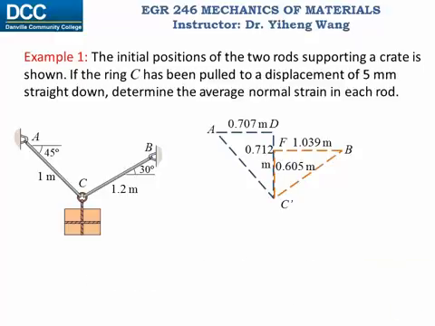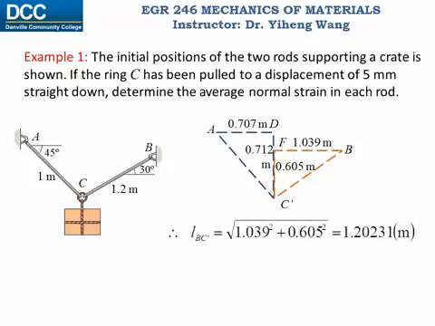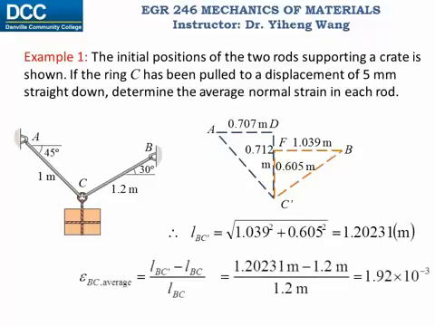Same thing for rod BC. By applying the Pythagorean theorem again, we have the new length BC is 1.20231 meter, and then the normal strain is the new length minus the original length divided by the original length, and that is 1.92 times 10 to the negative third power, dimensionless. That is the normal strain in the rod BC.